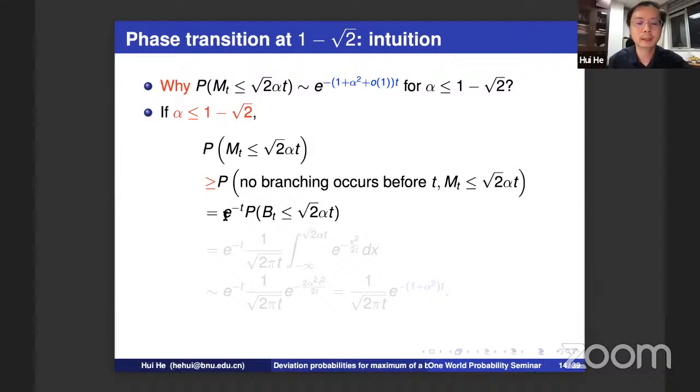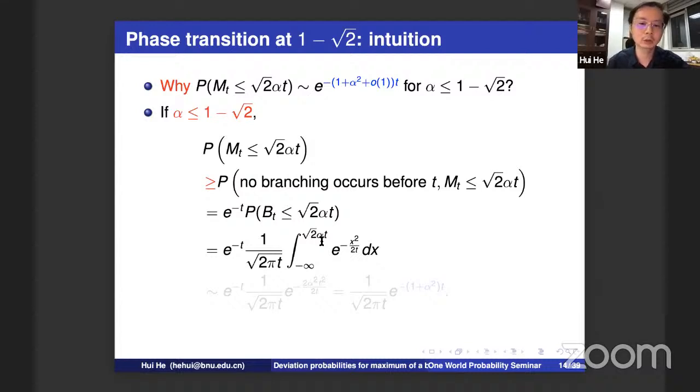So this probability is equivalent to e to the minus t times the probability that the Brownian motion is less than this value. So again, we know that Brownian motion B_t is normally distributed with mean 0 and variance t. You get this formula, that is e to the minus t times this function, the integration from minus infinity to square root 2 alpha t here.